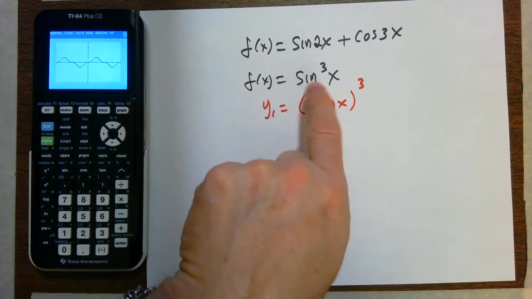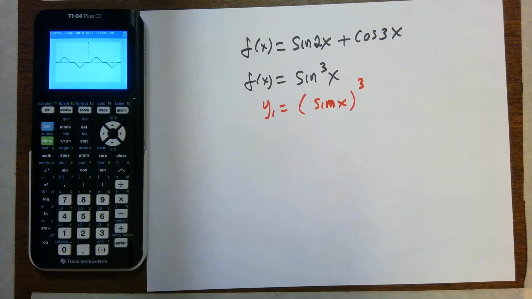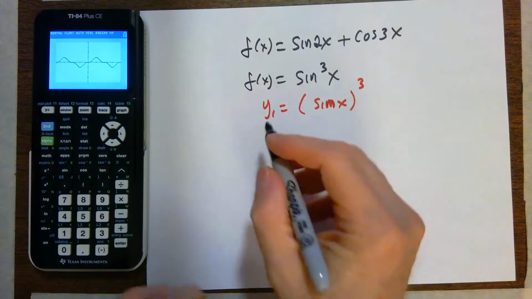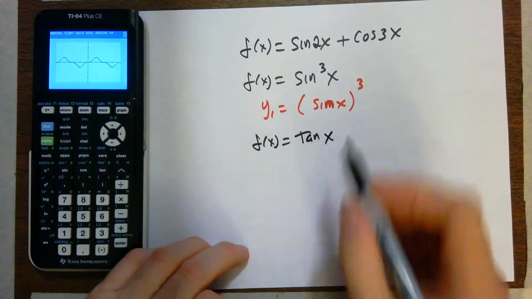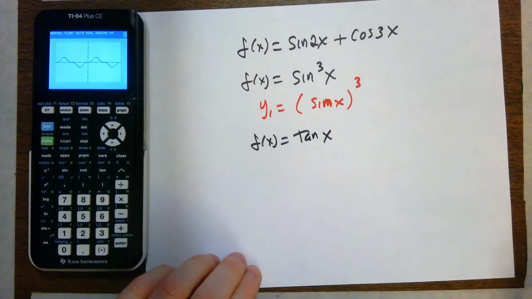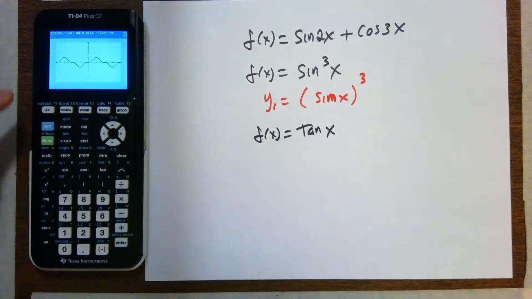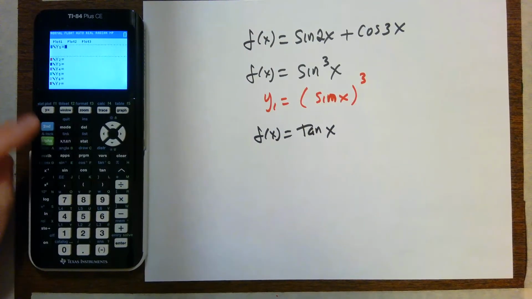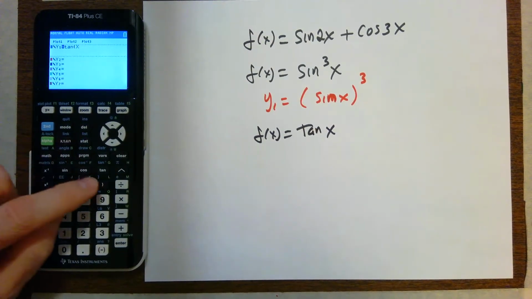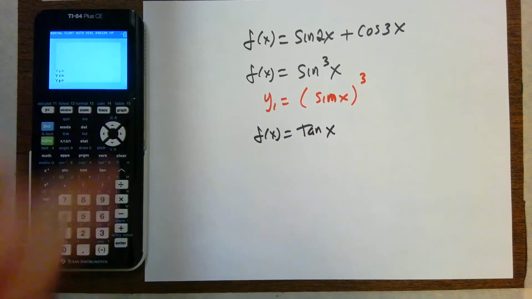It's kind of hard to have a reference for what that looks like. How about something like this? We know what f of x equals the tangent of x looks like. I don't know if we actually graphed that on our calculators yet. So let's go to y equals, clear out the stuff that's in there, and I'm just going to put in the tangent of x, close parentheses, and graph it.